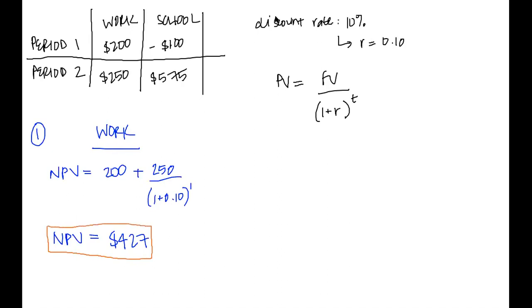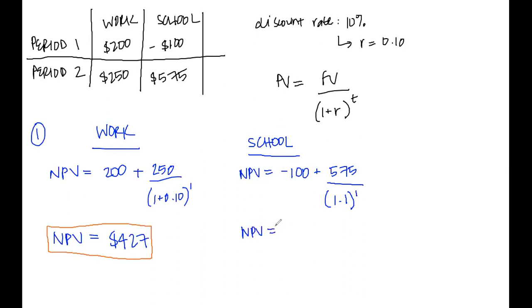And that is all that was needed for this one, for the work side. But now we have to do the school side because they wanted us to compare them and then see which one was the better choice, investment, however you want to phrase it. In this case, the net present value is the initial period that isn't discounted, negative 100 since it's a cost, and then we add in the discounted second period, or year 1, which is 575 over 1.1 raised to the first power. Simplifying that, we get a net present value equal to $423.